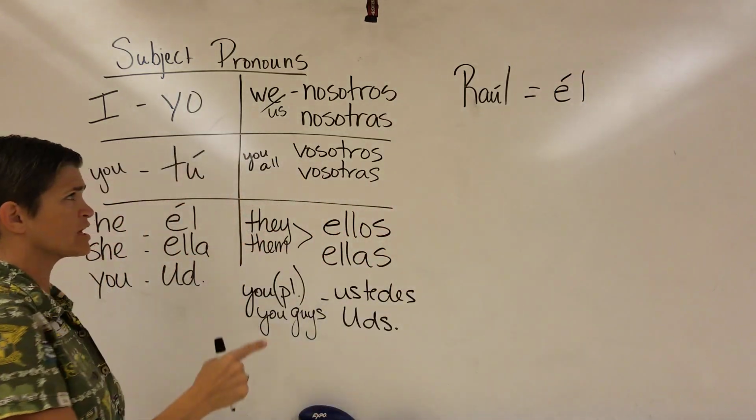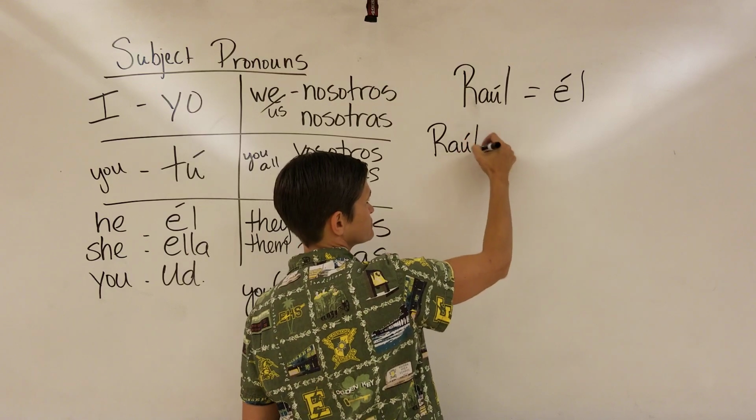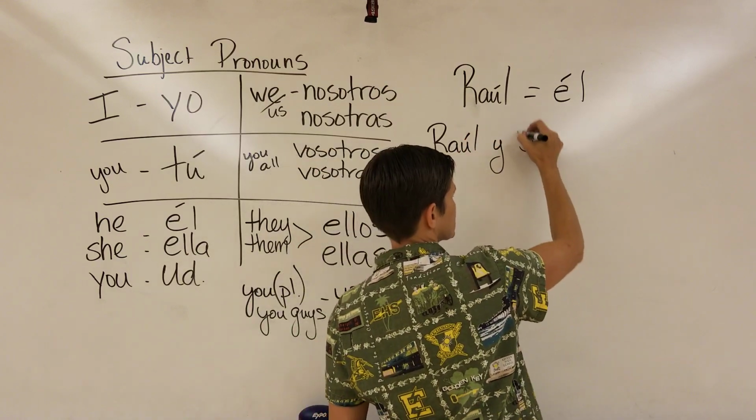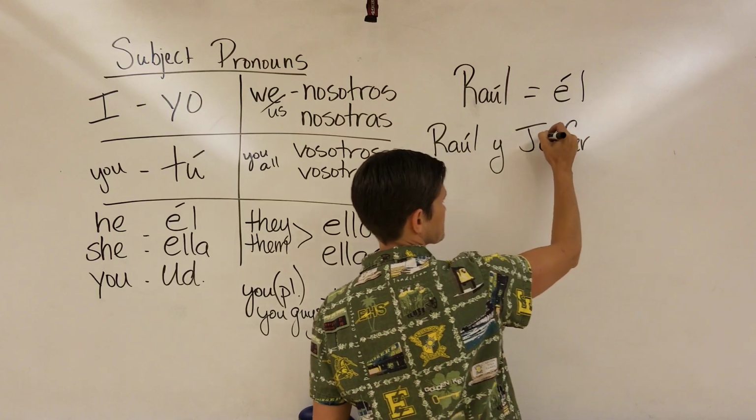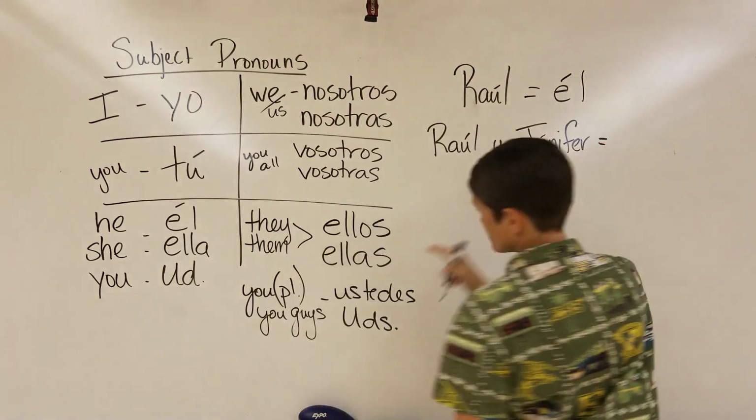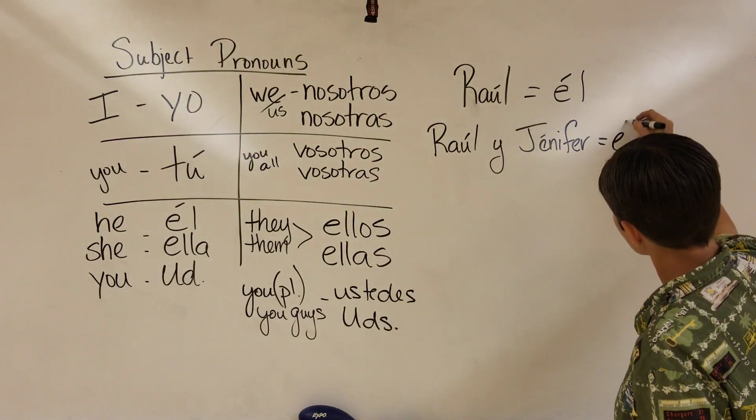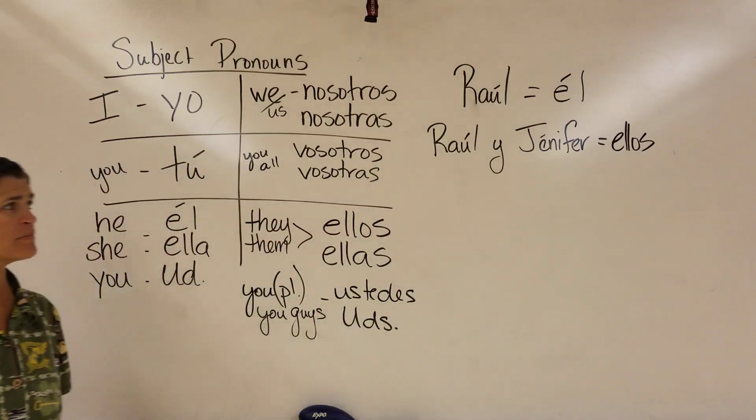But what if I'm talking about Raul y Jennifer? Then it would be them. We've got a guy and a girl, so we're going to use the word ellos. We're talking about them.